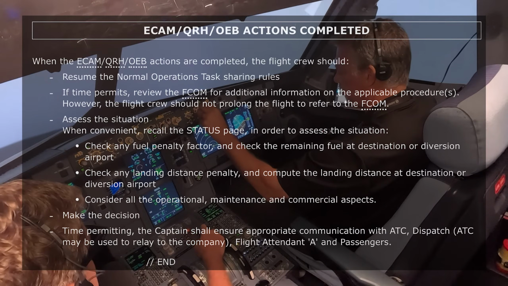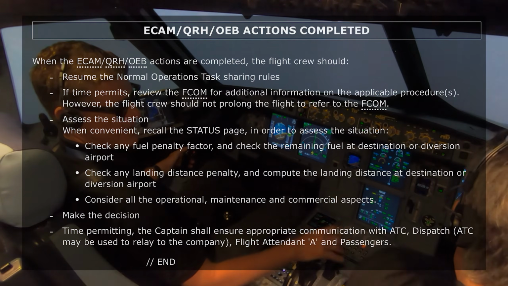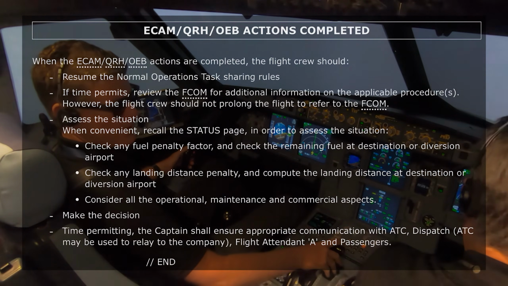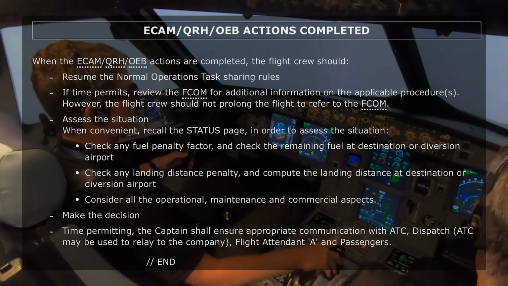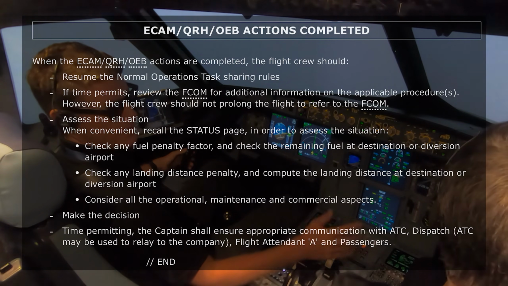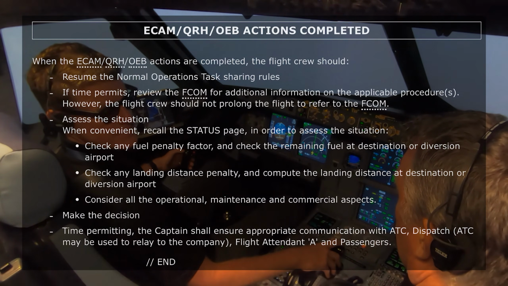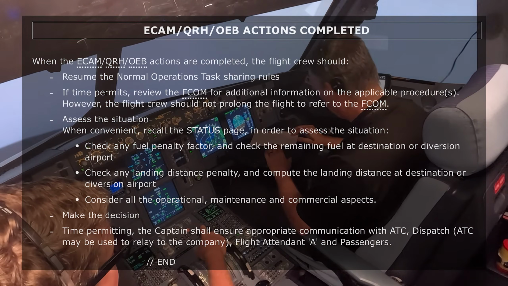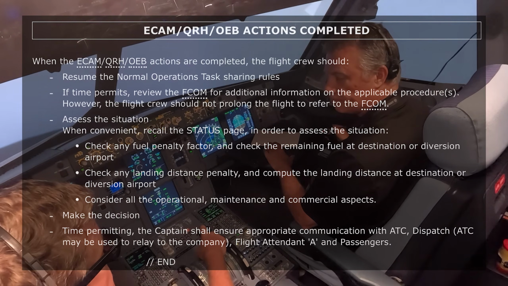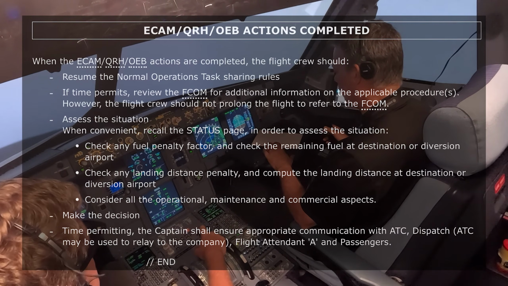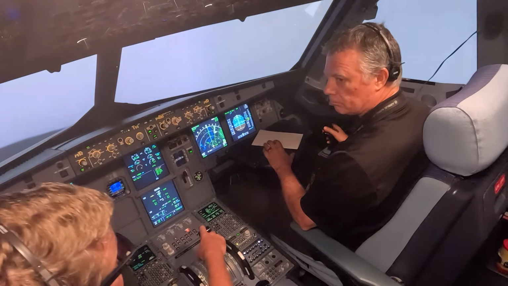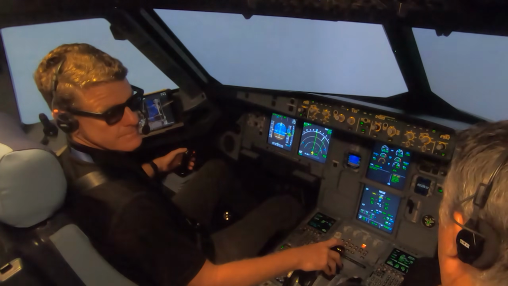Let's get the ATIS. Let's recall the status to assess the situation. And let's consider fuel penalty factors, our landing distance back in Seattle, maintenance, operational, and commercial aspects, and then we'll make a decision on where we should go. I like it. Once we make that decision, we will then tell ATC, dispatch, the lead flight attendant, and the passengers. Sounds good to me.